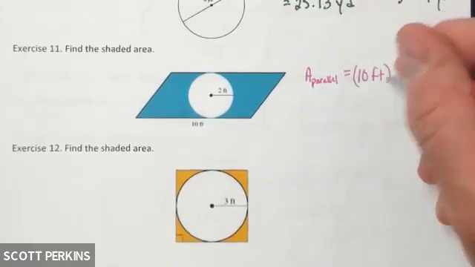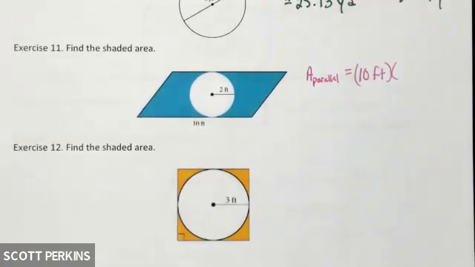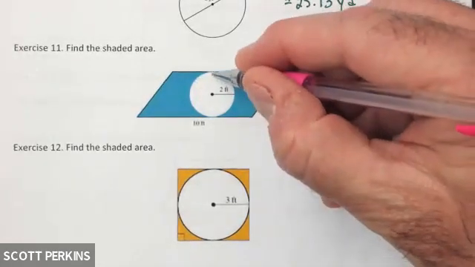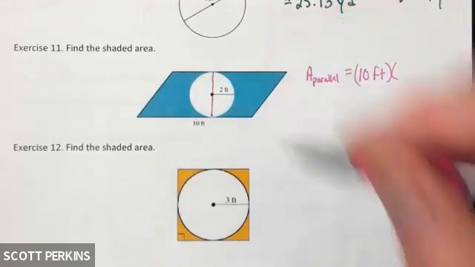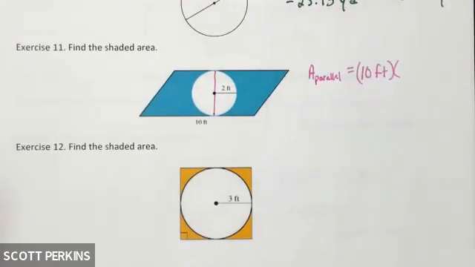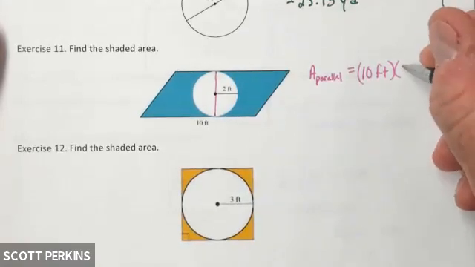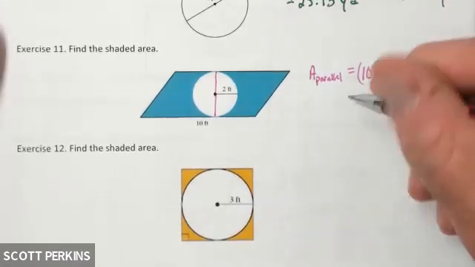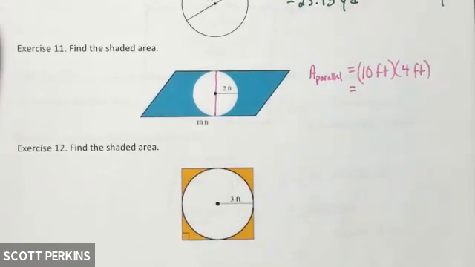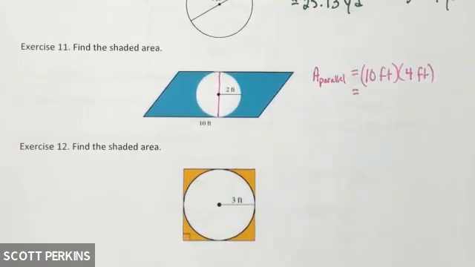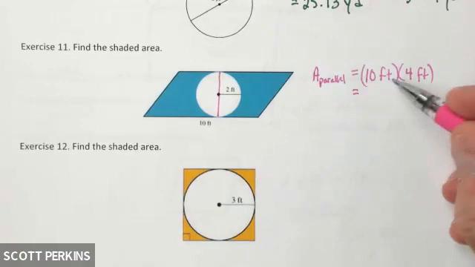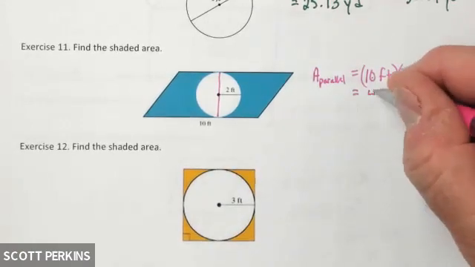The height, this might have been something that you didn't quite observe. I'm just going to use my pink pen here. What's the height? What's the distance from the top to the bottom of this parallelogram? Yeah, it's the same thing as the diameter of the circle. So it's 4. That's one of the challenges of this, observing that. And if you didn't, that's okay. You just learned, and you're going to get to apply that learning to the very next problem. So the area of the parallelogram, 10 times 4, is 40 feet squared.